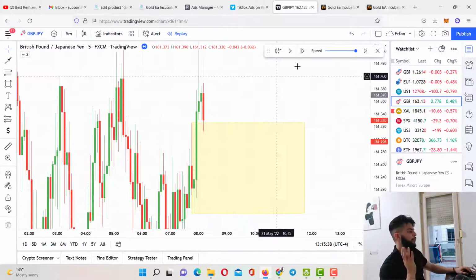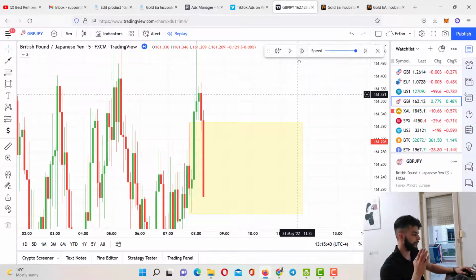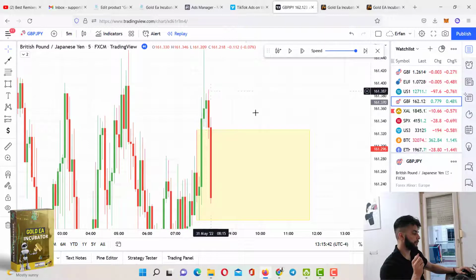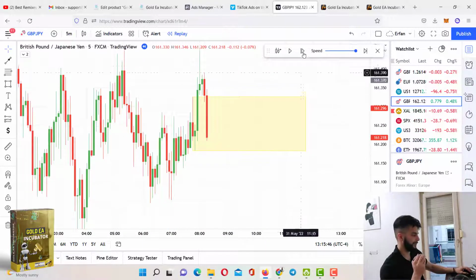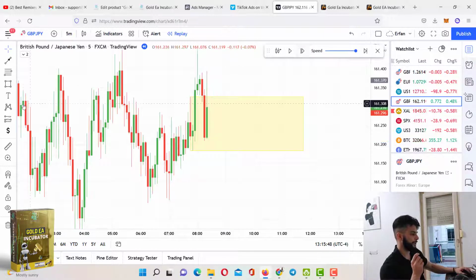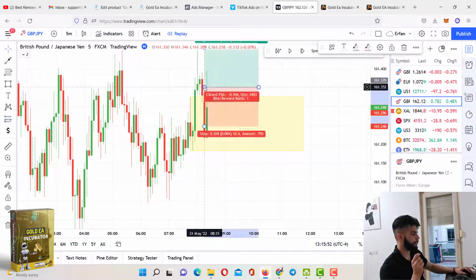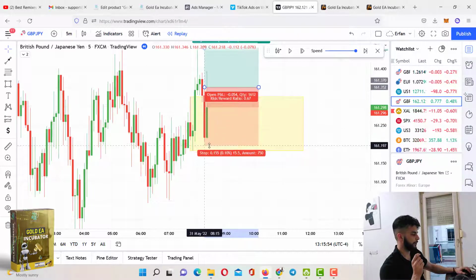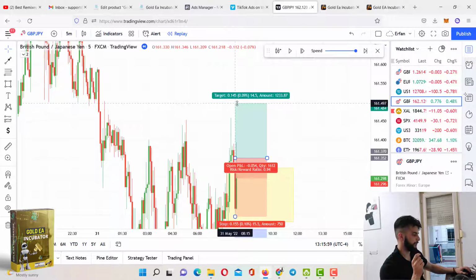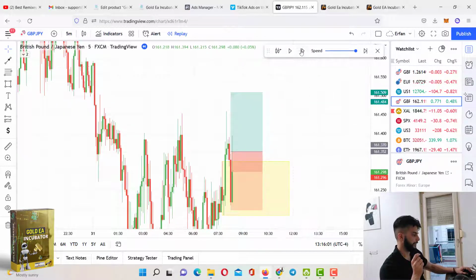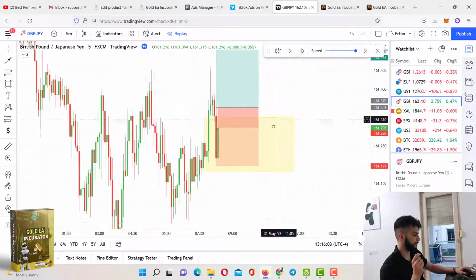It did. What do we do? Putting our buy stop. But if I put my buy stop here, as you can see, it never triggers my buy stop. So what I'm gonna do right now is that instead of putting my buy stop here, I'm going to put it right here. And then I put my stop loss exactly below that and my TP here. And as you can see, it triggers my buy stop.